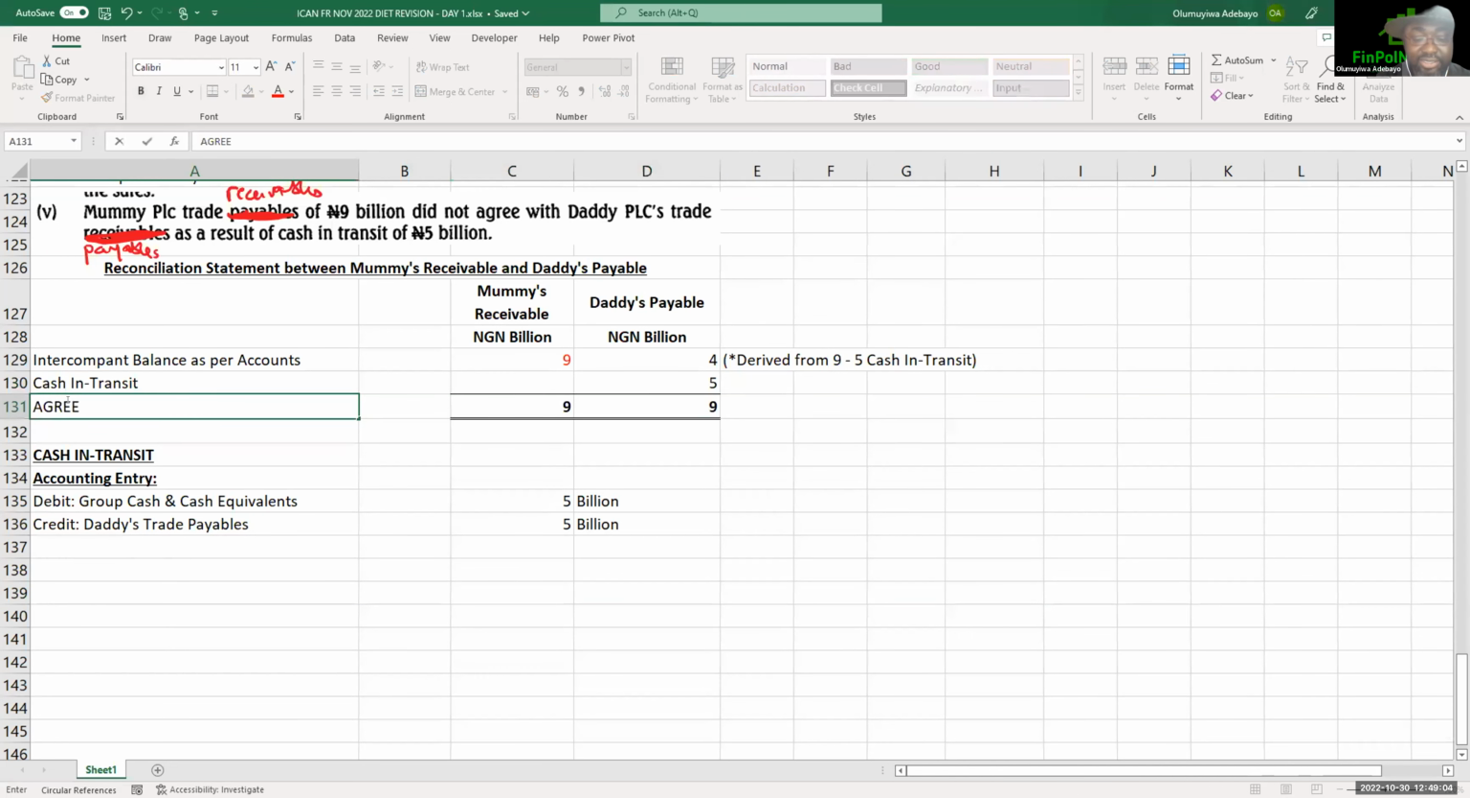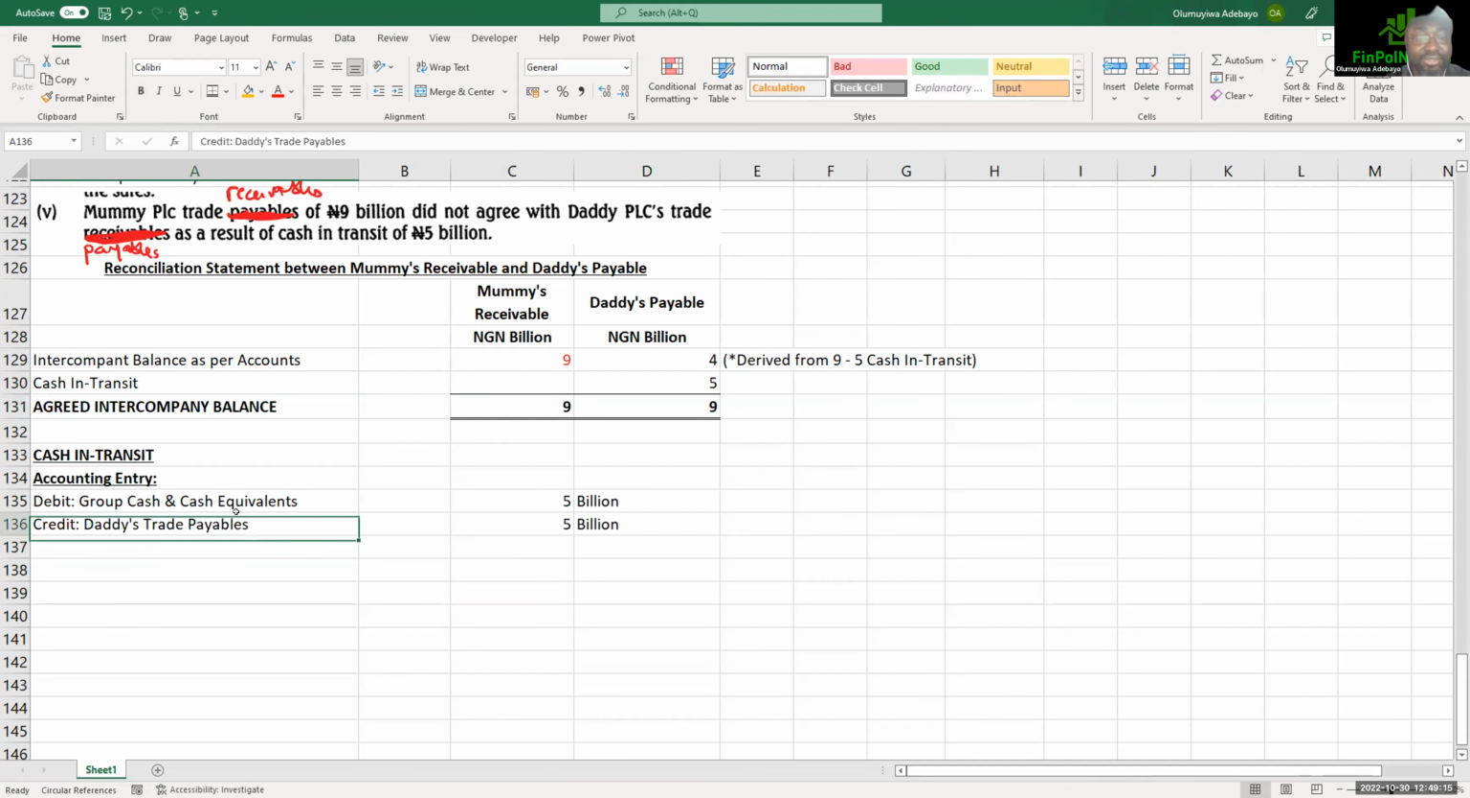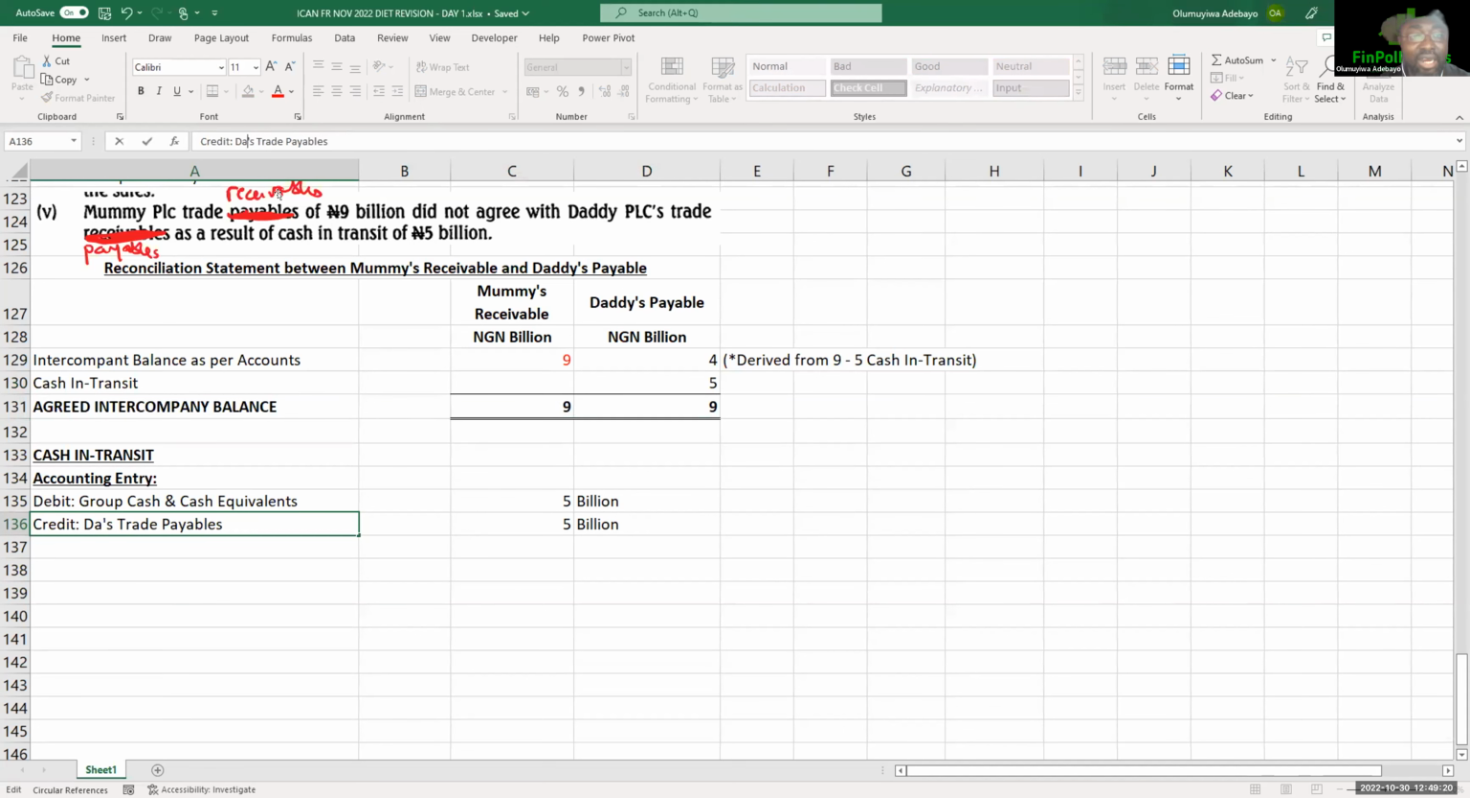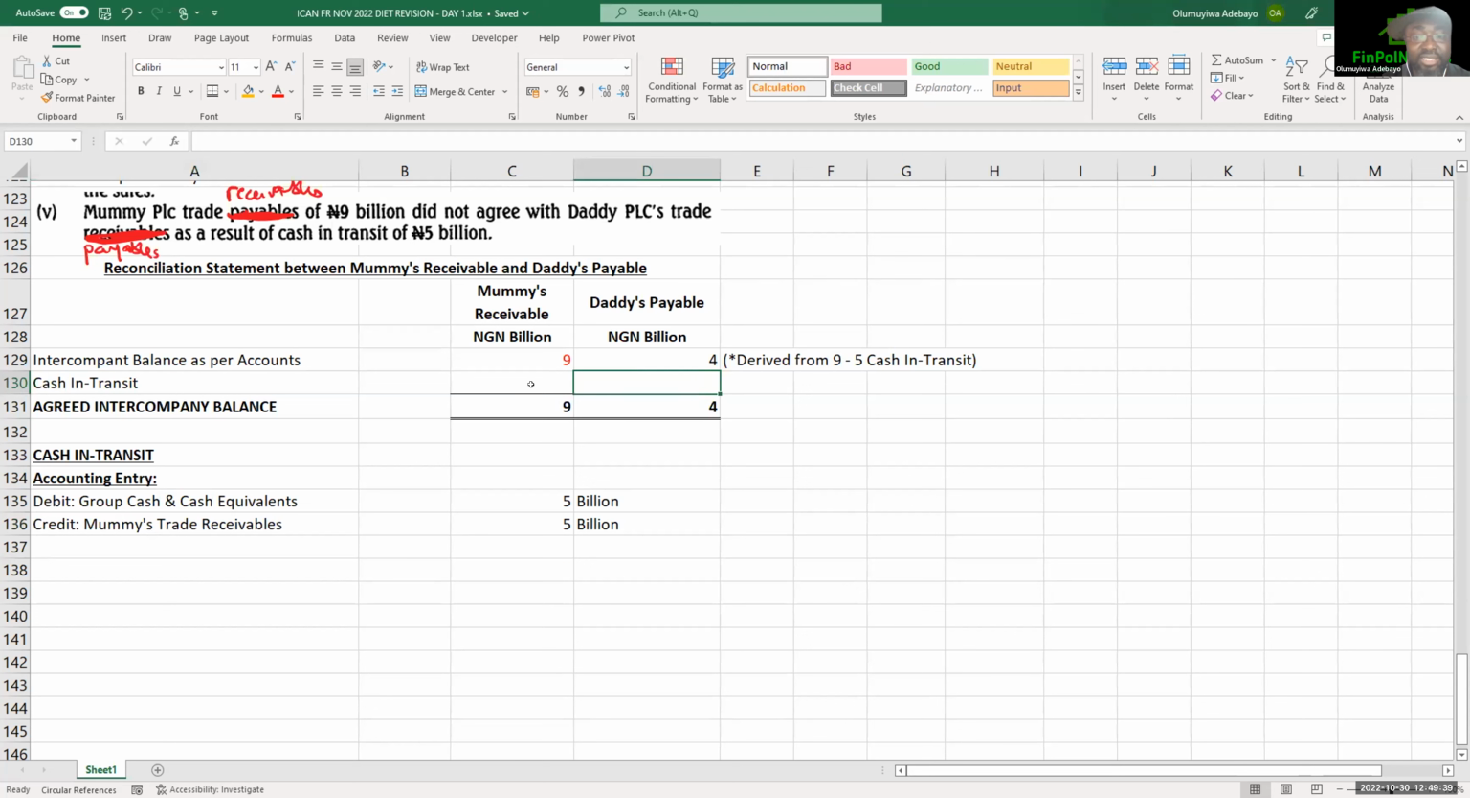Therefore, I can call this agreed intercompany balance. And if I do otherwise, and I say no, the money was eventually received by the subsidiary, who is the seller, therefore I credit the subsidiary's trade receivable. In that case, when you credit a receivable account, which is an asset account, you are reducing it.